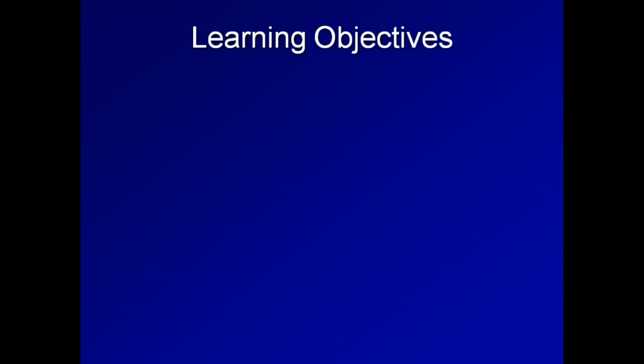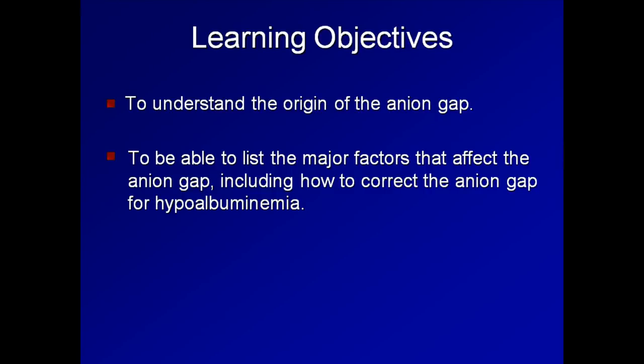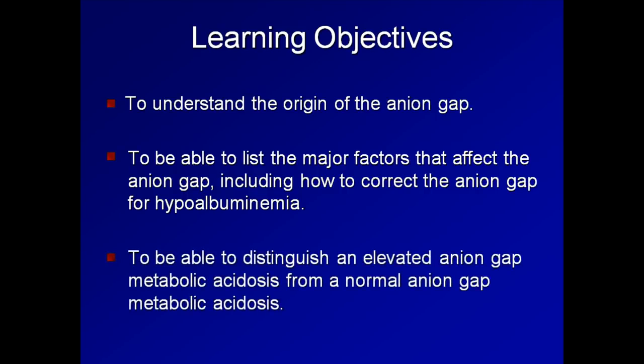The learning objectives are as follows. First, to understand the origin of the anion gap. Next, to be able to list the major factors that affect the anion gap, including how to correct the anion gap for hypoalbuminemia. Finally, to be able to distinguish an elevated anion gap metabolic acidosis from a normal anion gap metabolic acidosis.